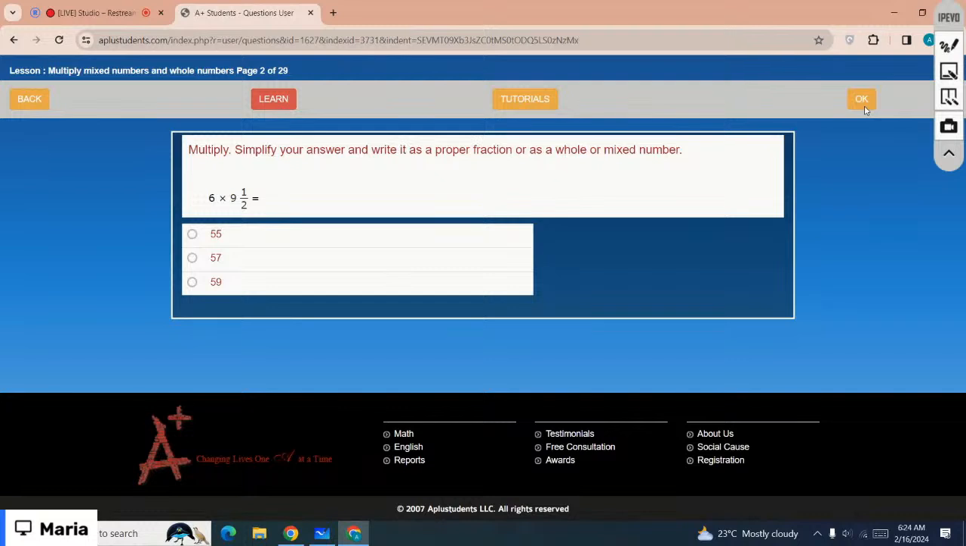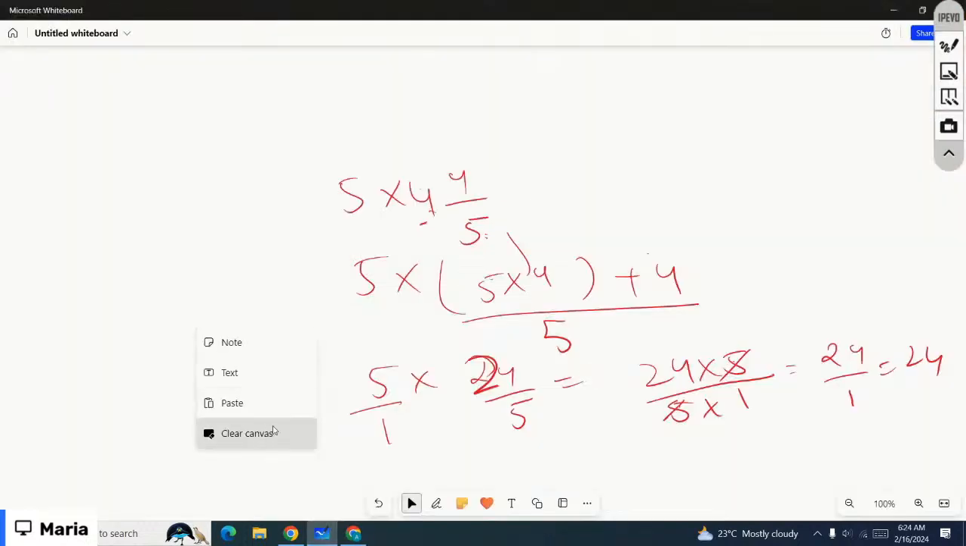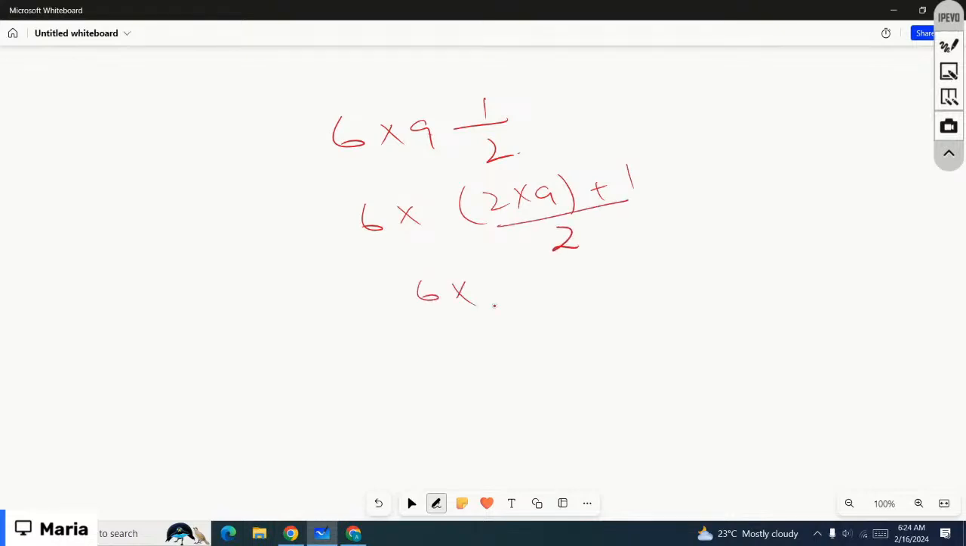The next one is 6 times 9 whole 1 over 2. Which is the correct option? That is 6 times 9 whole 1 over 2, right? Convert 9 whole 1 over 2 to an improper fraction. So you have to do 2 times 9, you need to add 1, and the denominator is the same. That is 2 times 9 is 18, 18 plus 1, that is 6 times 19 over 2, right?